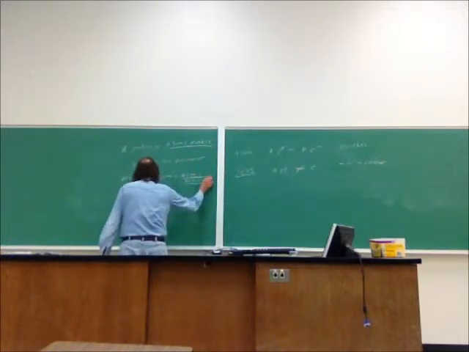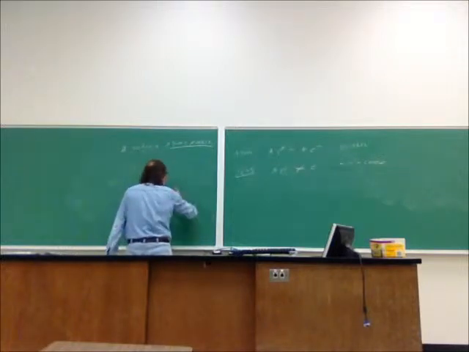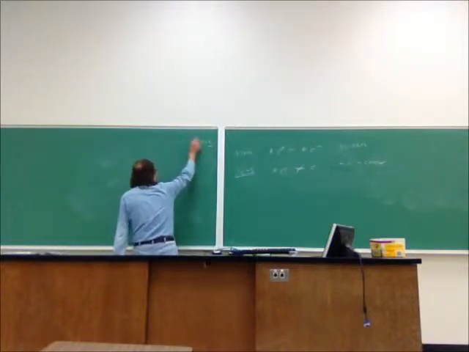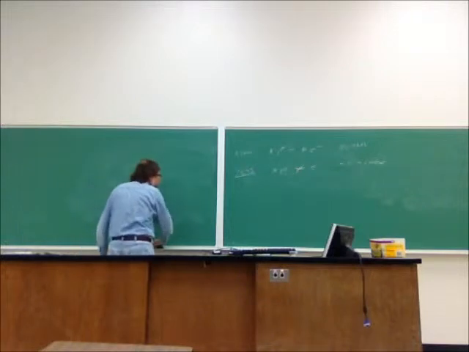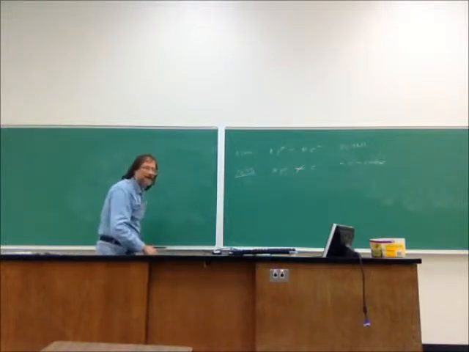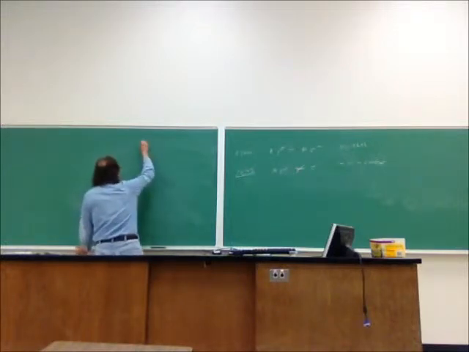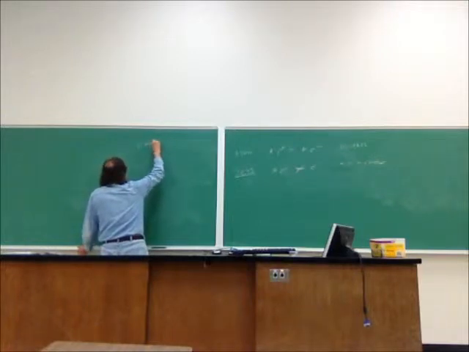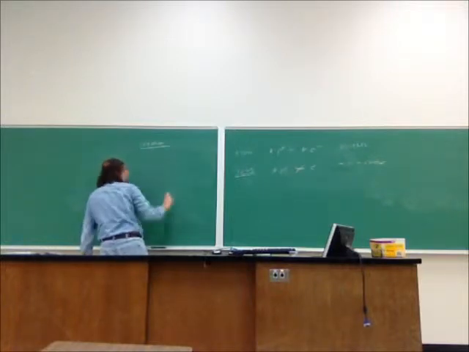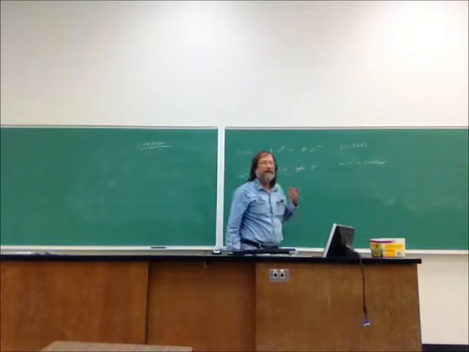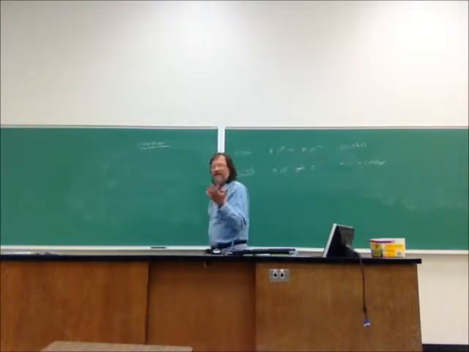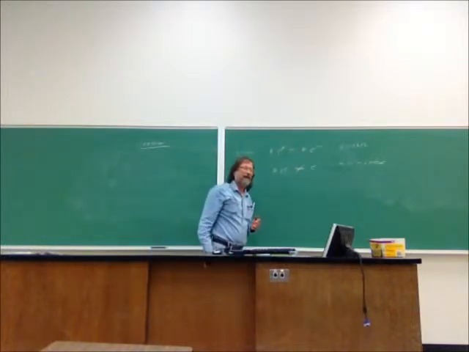So each element has a specific atomic number and a specific atomic weight. Now let's take a look at carbon, for instance. We look at carbon because carbon is one of the most abundant molecules in cells and in biochemistry.